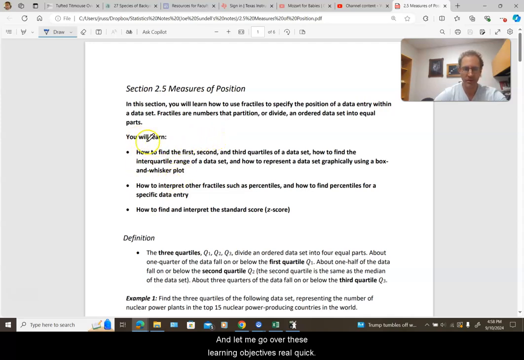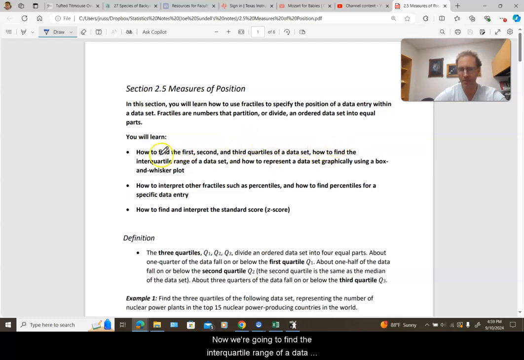And let me go over these learning objectives real quick. So we're going to talk about the first, second, and third quartiles of a data set. So when you see that word quartile, think about a quarter. A quarter is a fourth of something. So the first, second, and third quartiles are going to divide the data sets into fourths, like the 25th percentile, 50th percentile, and 75th percentile.